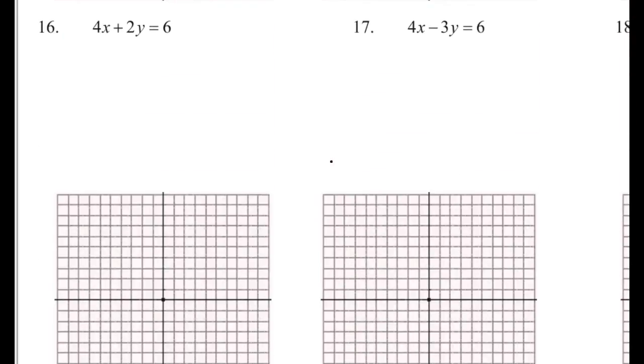Lastly, 16. We have to solve for y. We have to do 2 steps. We have to move the 4x over, just like we did above. So we get 2y is negative 4x plus 6. But then there's another step because we don't have y equals, we have 2y equals. So there's one more step: divide by 2 everywhere.